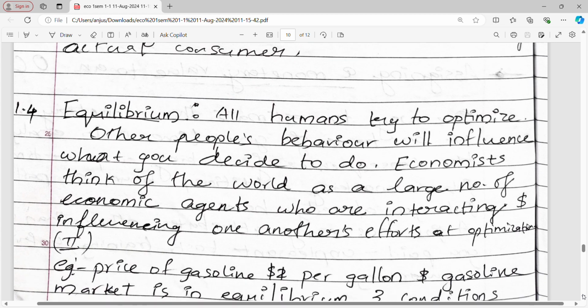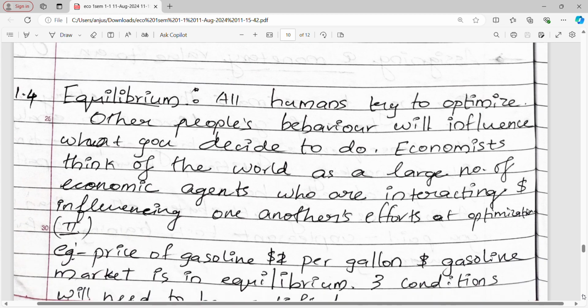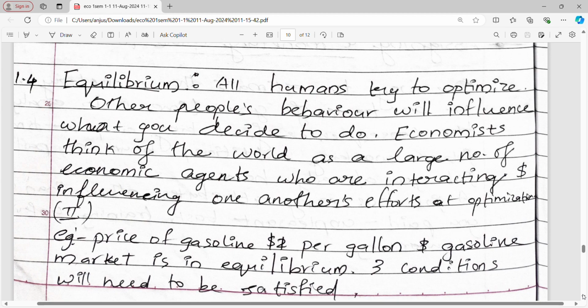Next important principle of economics is equilibrium. Your whole semester will be dependent on this. All humans try to optimize. Other people's behavior will influence what you decide to do. Economists think of the world as a large number of economic agents who are interacting and influencing one another's efforts at optimization.